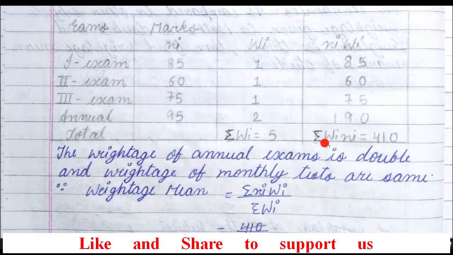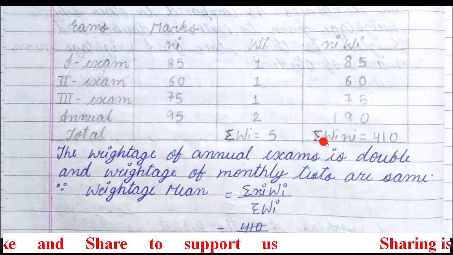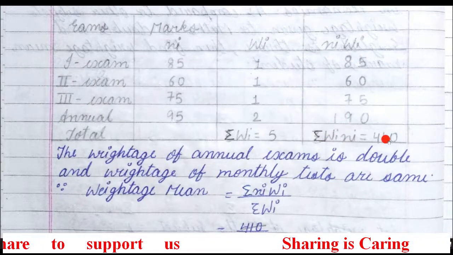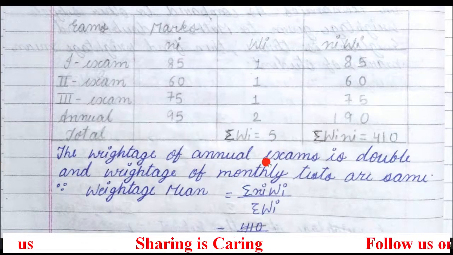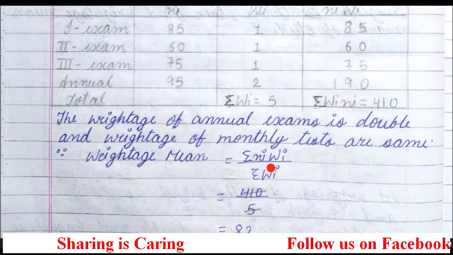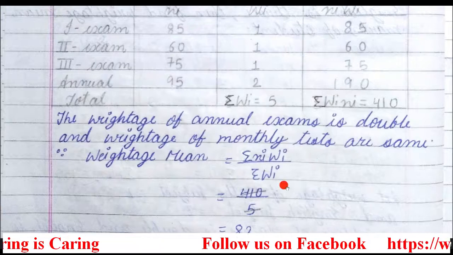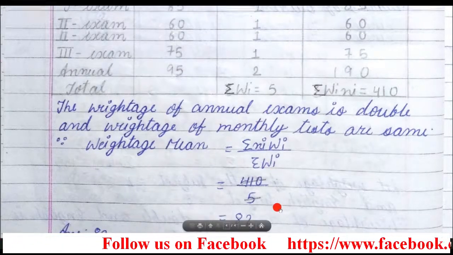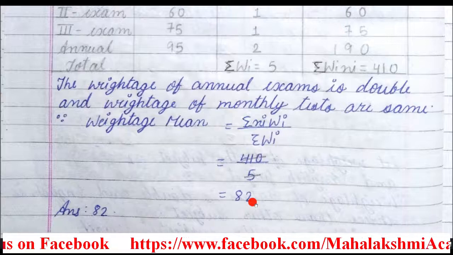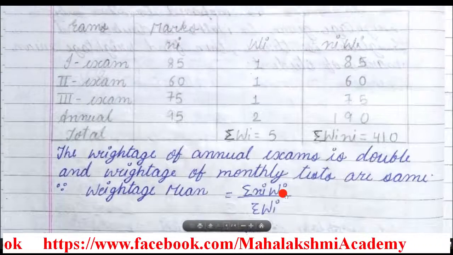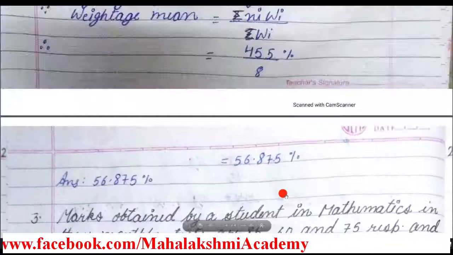Add them, you will get here total, that is summation of Wi Xi is 410 and summation of weightage is 5. So weightage mean formula is this. In this we put the value, from here 410 and from here 5, divide them. So we got weightage mean as 82. Now we will solve question number 2.